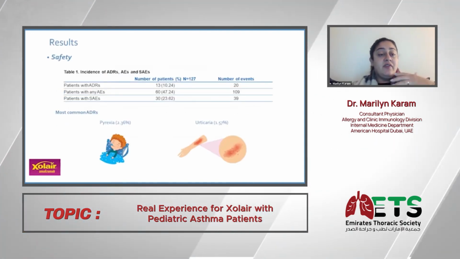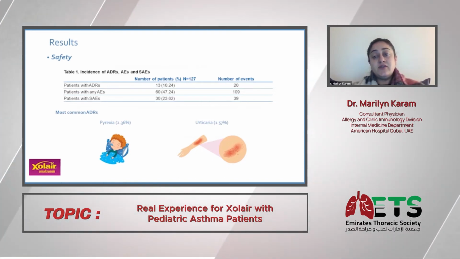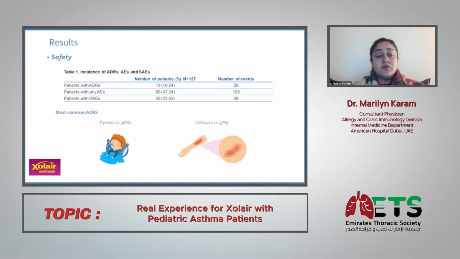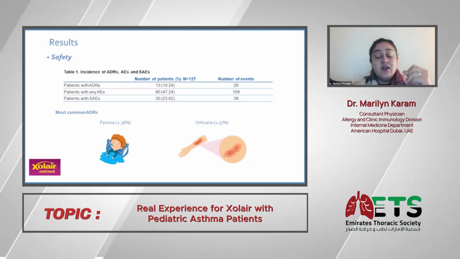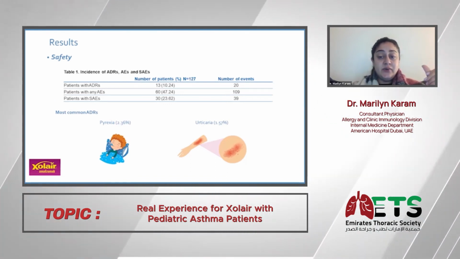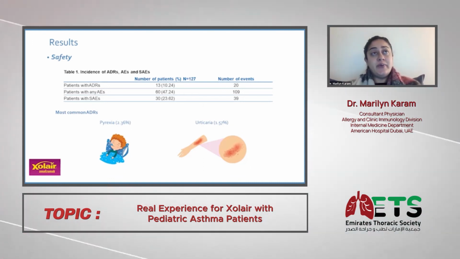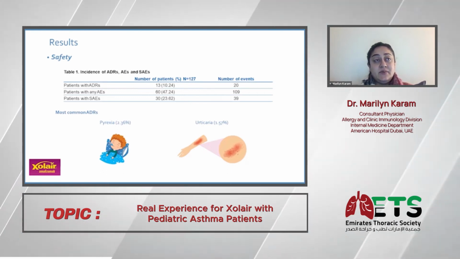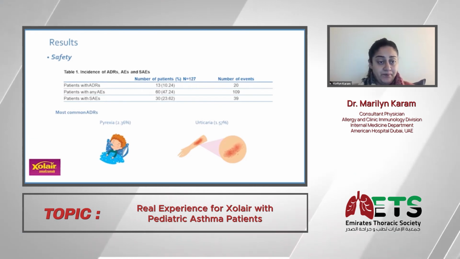Now, most of the adverse drug reactions happened in only 13 patients out of 127. And the most common adverse drug reaction was pyrexia in 2.3% and urticaria at the site of injection. Serious side effects were really very minimal. Only 2 patients had anaphylaxis. One of them was actually specific IgE anaphylaxis to omalizumab, which was extremely rare.